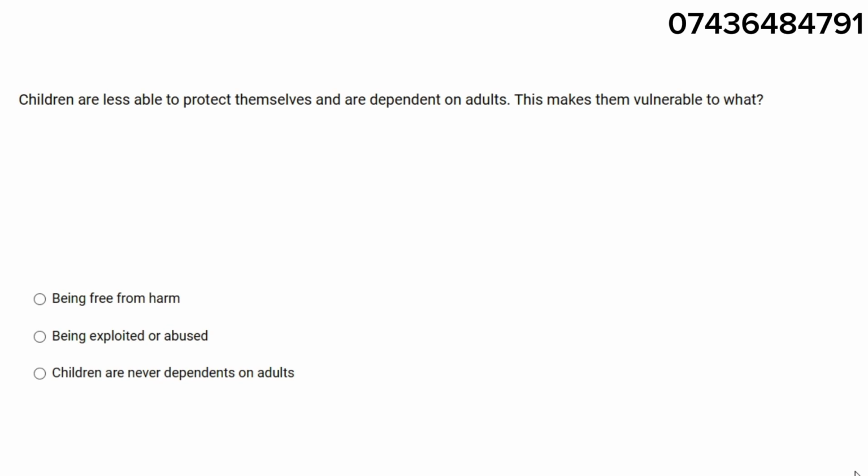The first question is, children are less able to protect themselves and are dependent on adults. This makes them vulnerable to what? There are three options: being free from harm, being exploited or abused, and children are never dependent on adults. So the answer will be being exploited or abused.